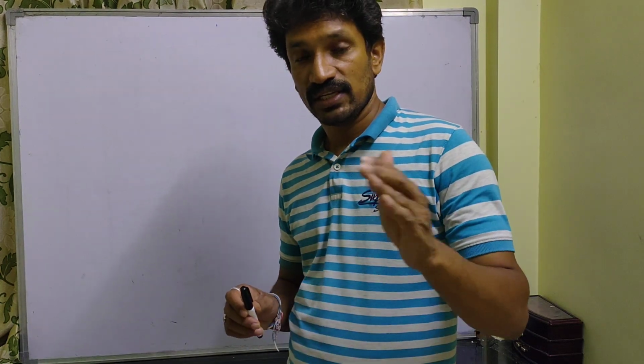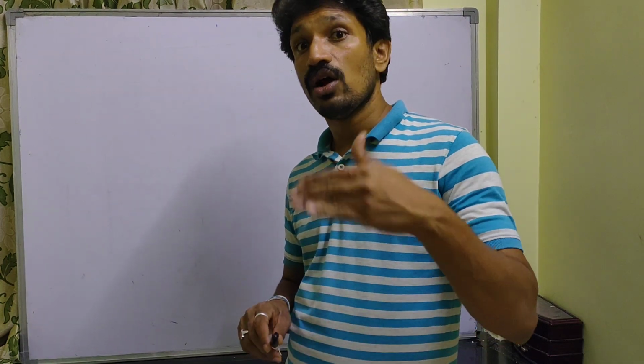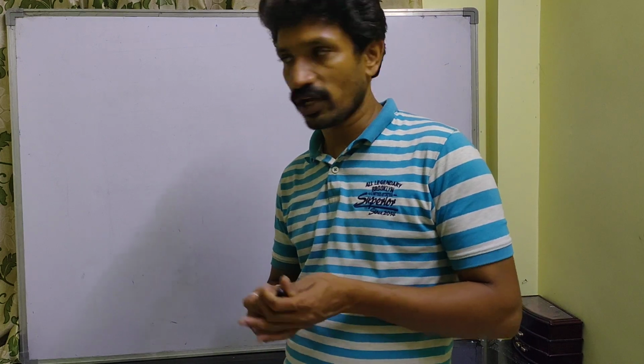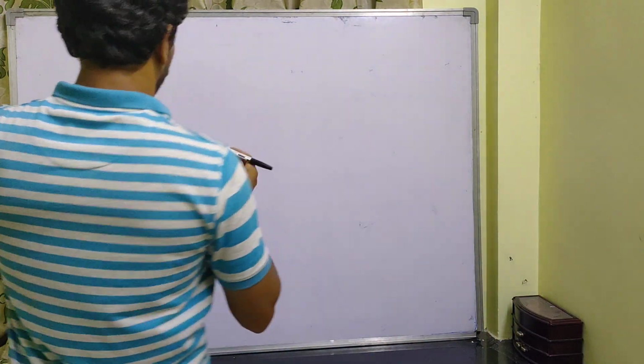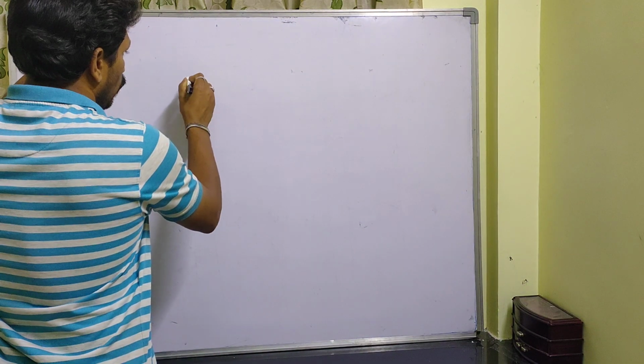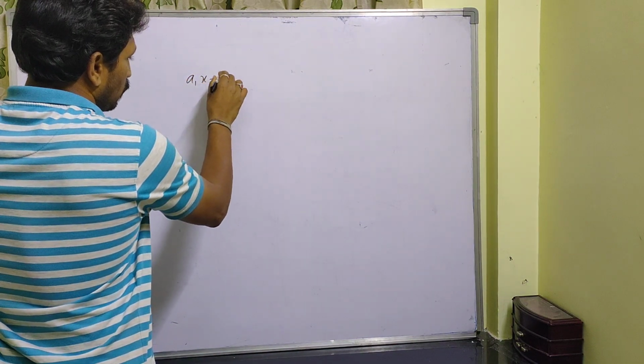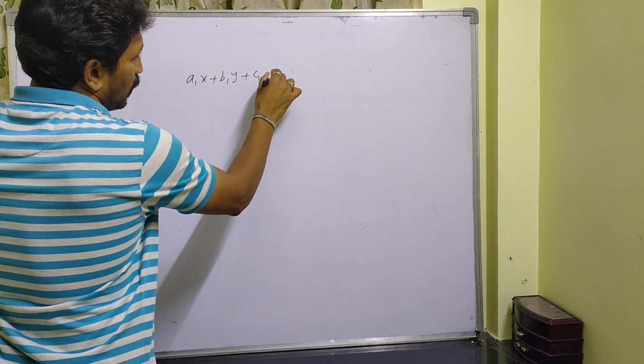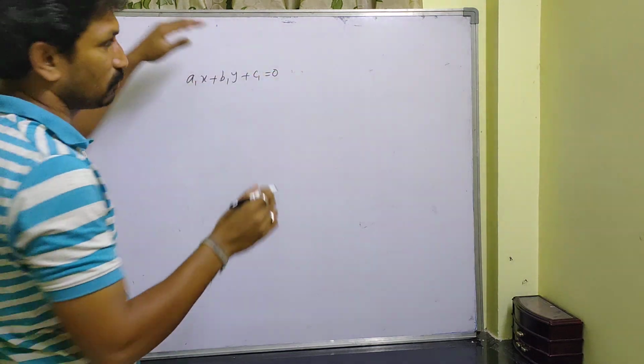Next one is system of non-homogeneous linear equations in 3 variables. So first of all, I would like to say about homogeneous and non-homogeneous. See here, if you have a1x plus b1y plus c1 is equal to 0, it is two variables.